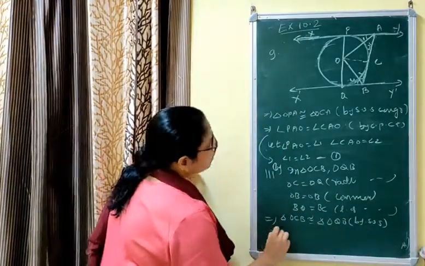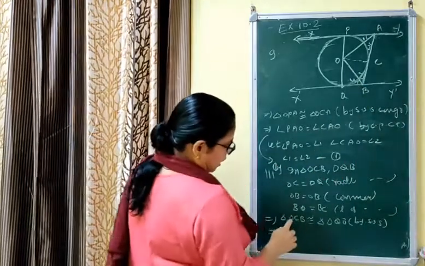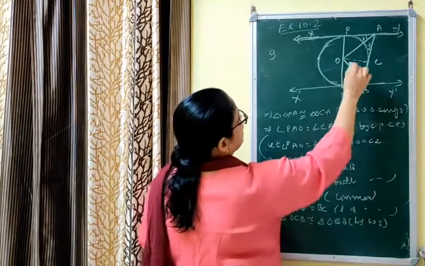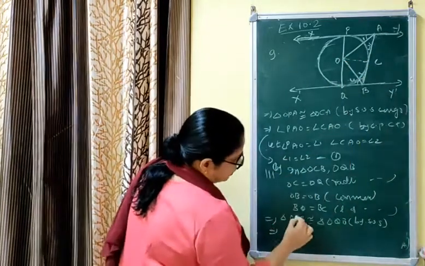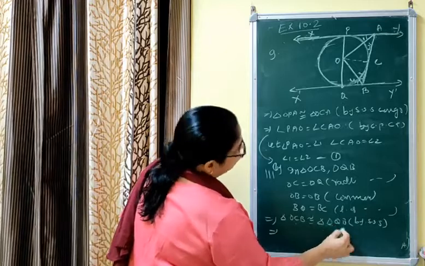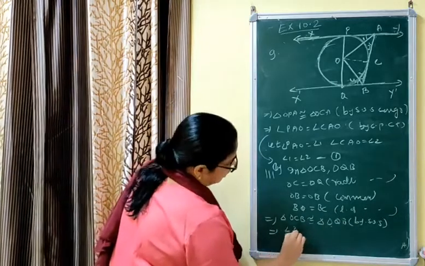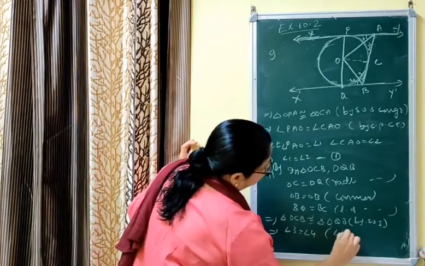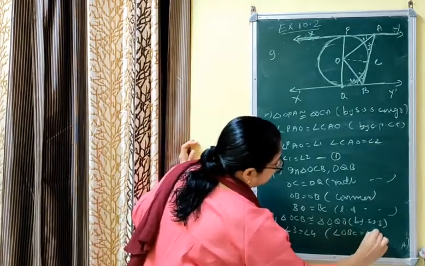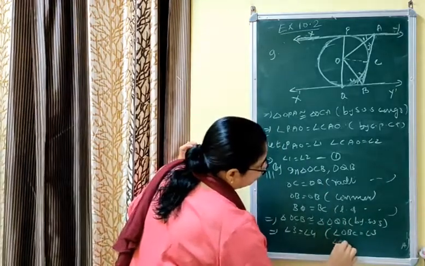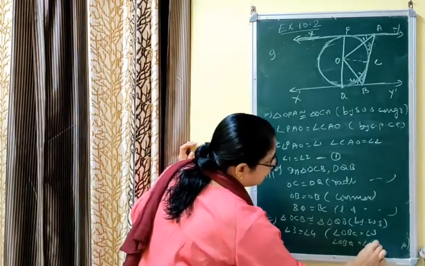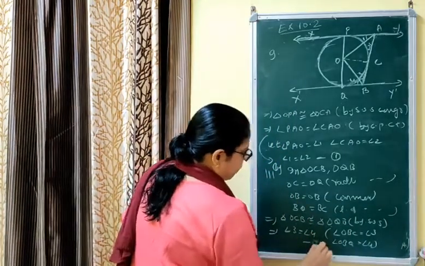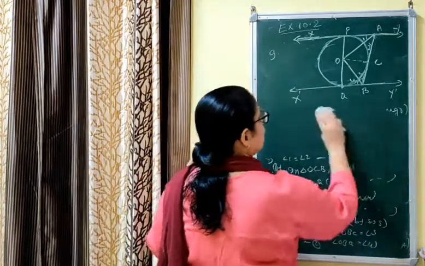That implies angle OBC is equal to angle OBQ. That implies angle 3 equal to angle 4, where angle 3 is equal to OBC and angle 4 is equal to OBQ. You have to write this at the beginning, but if you write it later it will also work. That means this is equation number 2. You have got both the equations. Now what you have to do?